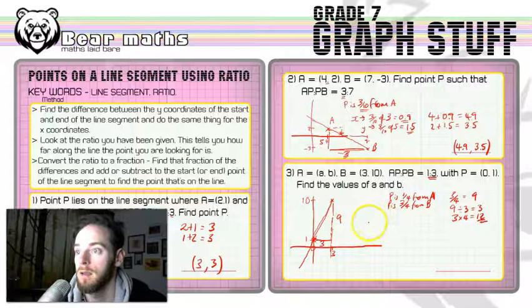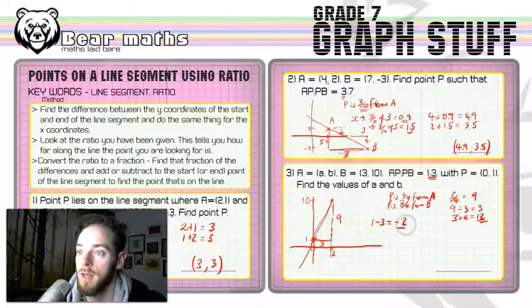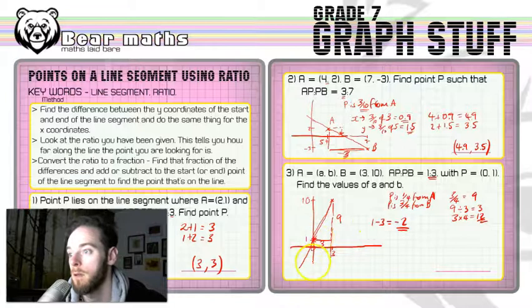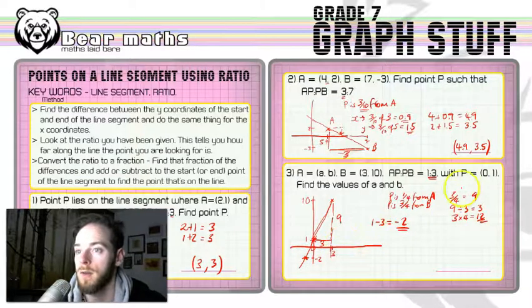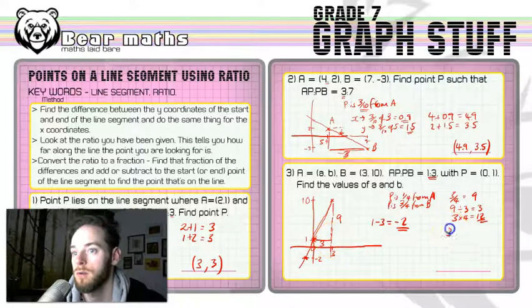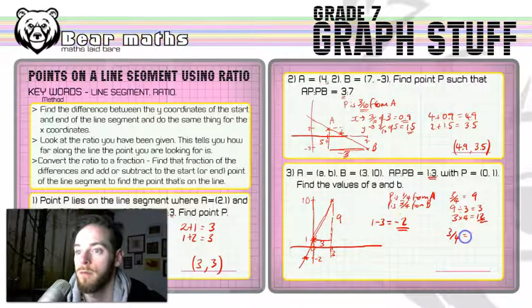So P's values are 0 and 1. Our Y value is 1. So 1 minus 3 is minus 2. So there is our Y value. That's there, minus 2. So we're going to say we're about here. Let's just work out what the X value is. So that is 3/4. 3/4 of the line is worth 3.